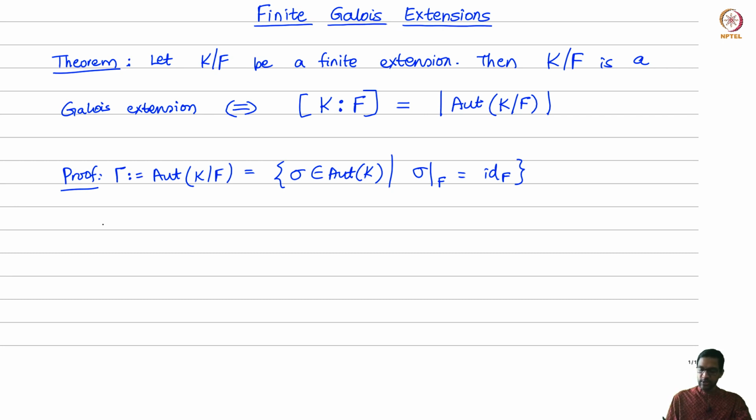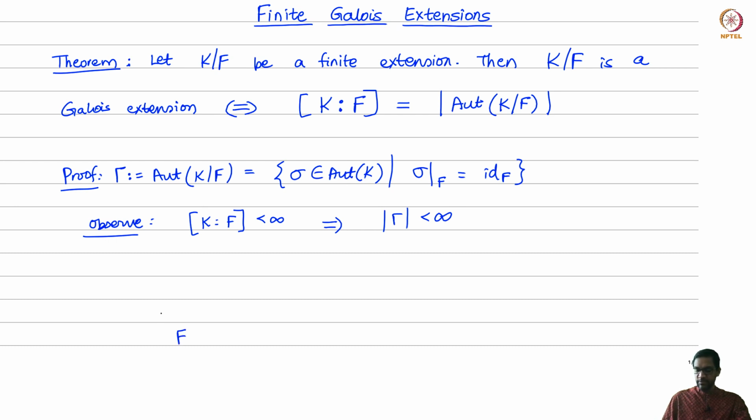So the first observation is that the finiteness of this extension implies the finiteness of this group. Okay, so why is this true? Well, what does a finite extension look like? So here's one way of thinking about a finite extension.